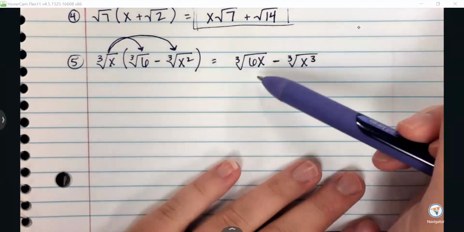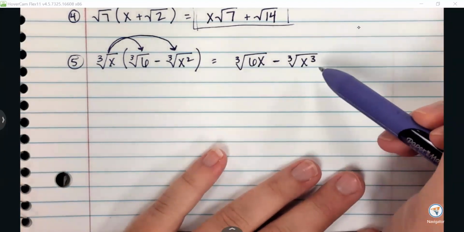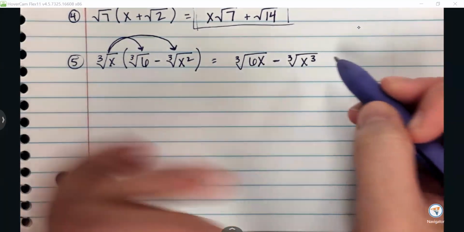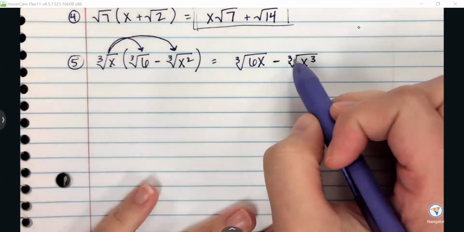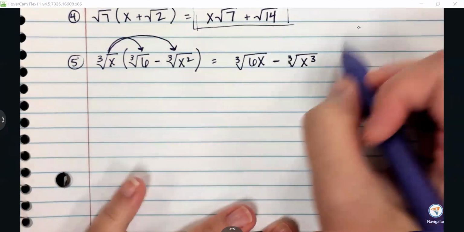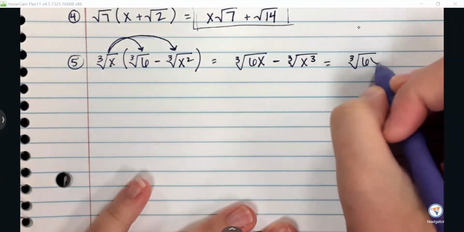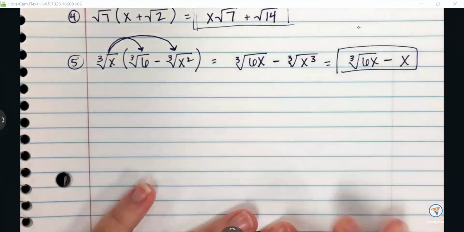Can 6x break down? No. Can x cubed break down? Yes. How many x's are in x cubed? 3. And what do I need? Groups of 3. So what is the cube root of x cubed? It's just x. So my final answer would be cube root of 6x minus x.